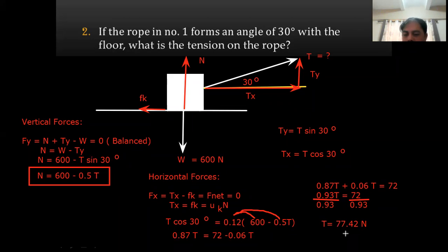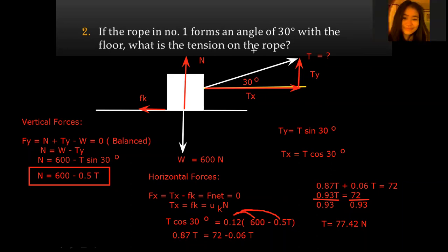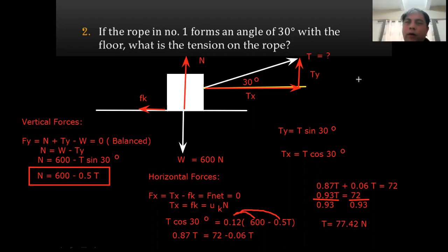That leaves us with a tension of 77.42. Now, earlier our tension was how much? Was it lesser or greater than our tension earlier? Lesser, sir. So there is less friction or less tension when the angle is horizontal. But when you form an angle of 30 degrees, you'll have to use a greater amount of tension. So that's something we can get from this problem.